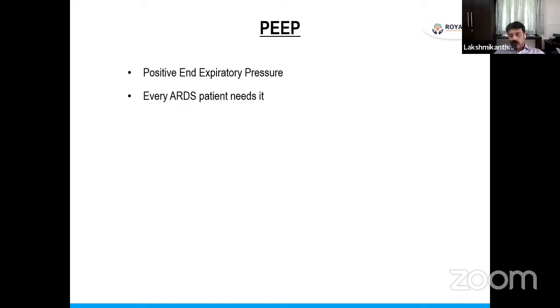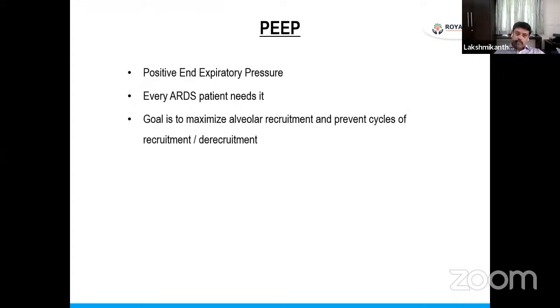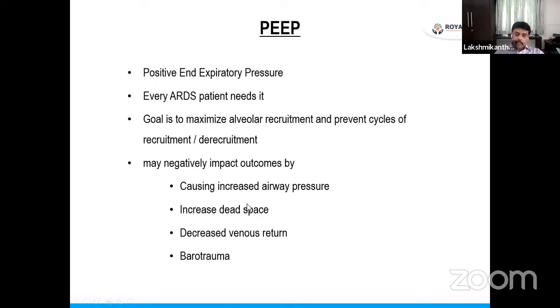Every patient who is on a ventilator needs a PEEP, and more so every patient who has ARDS needs it. Definitely it is important. The goal is to maximize the alveolar recruitment and prevent cycles of recruitment and de-recruitment. Every time it completely collapses and opens up, it again causes more and more atelectrauma and biotrauma. It can increase the inflammatory cascade. So that has to be prevented with the usage of PEEP.